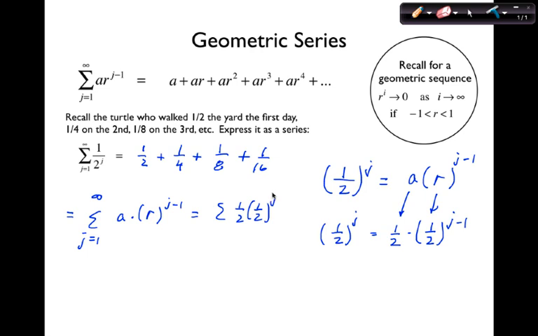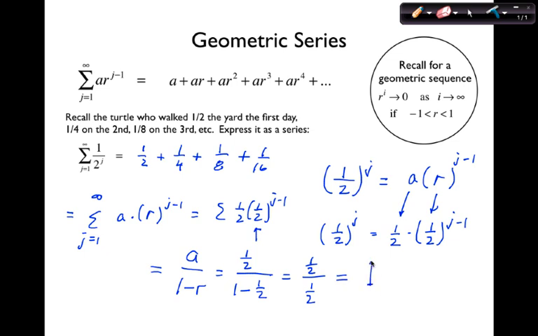And what did we just say? Does this series converge? Yes, because R is between -1 and 1. And what does it converge to? A over 1 minus R. What is A? R is? So I get 1/2 over 1/2, and so the sum of the series is 1. One whole trip across the lawn.